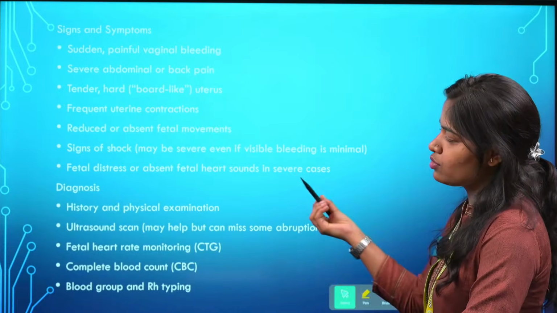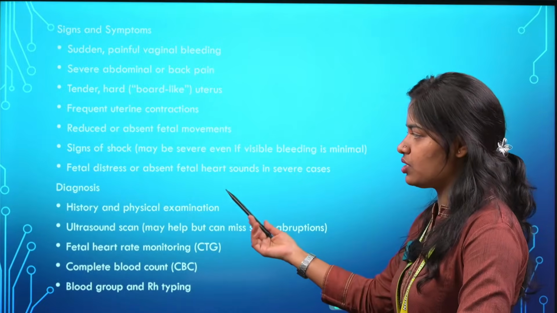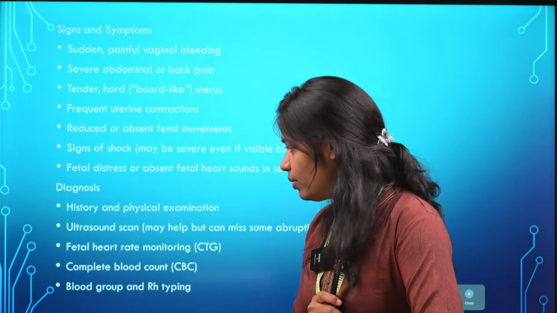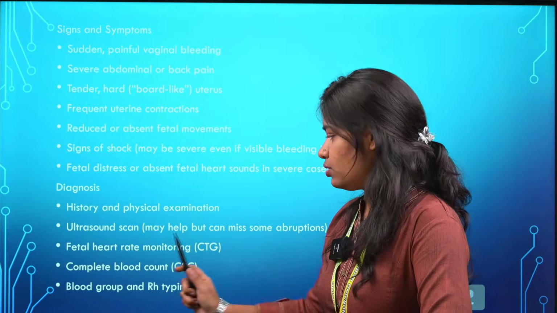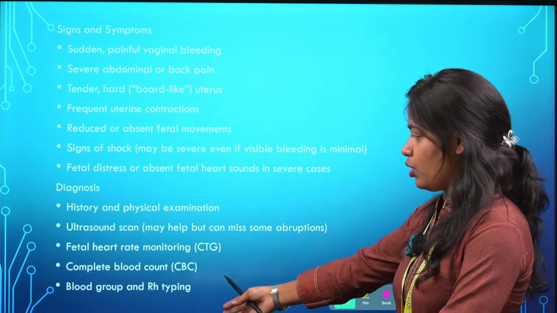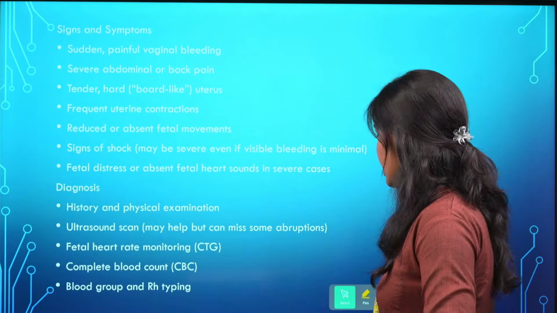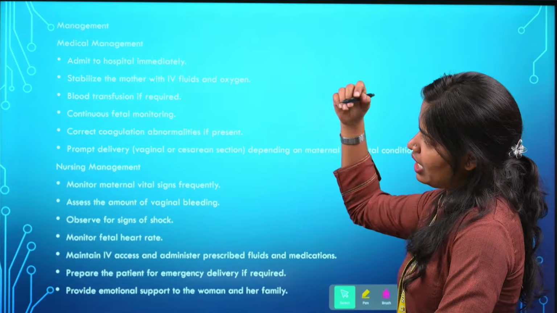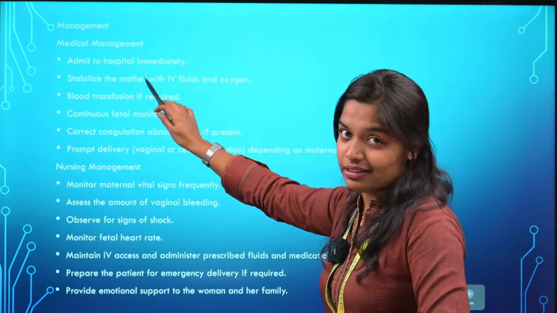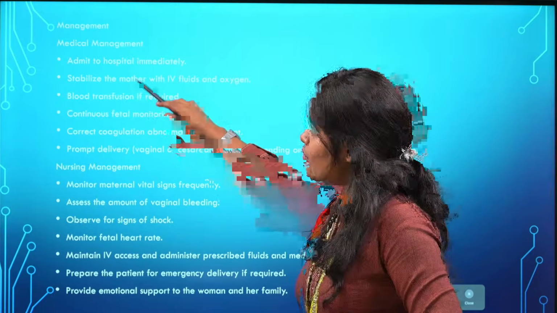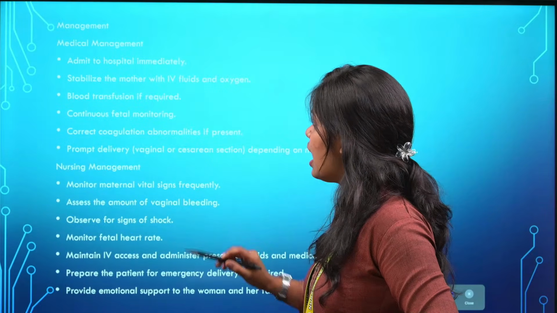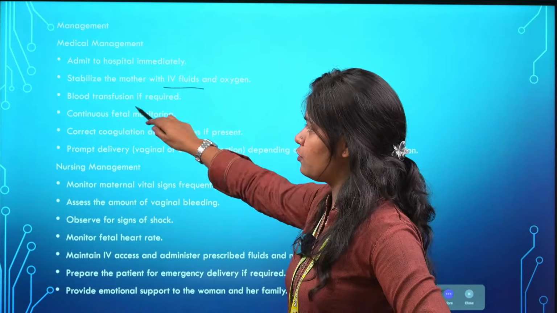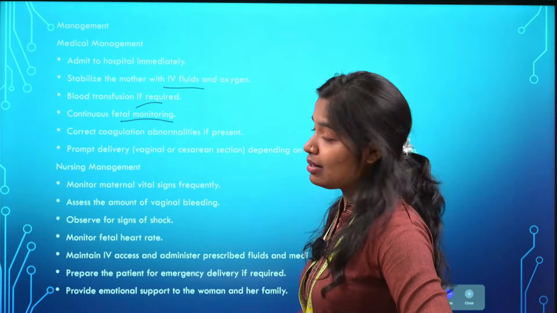We diagnose through history collection, physical examination, ultrasound scanning, and fetal heart rate to assess fetal well-being, and complete blood count, and also we identify the blood group, mainly Rh typing. Next, medical management. We first admit the mother to the hospital immediately and stabilize the mother by giving IV fluids. Then blood transfusion if it is required. Continuous fetal monitoring should be there.